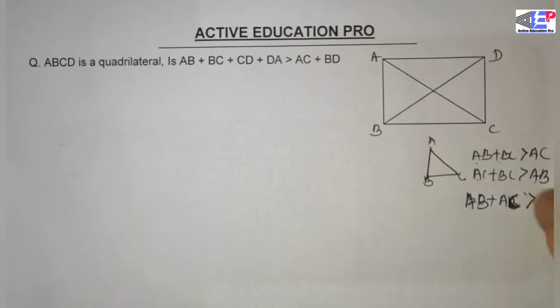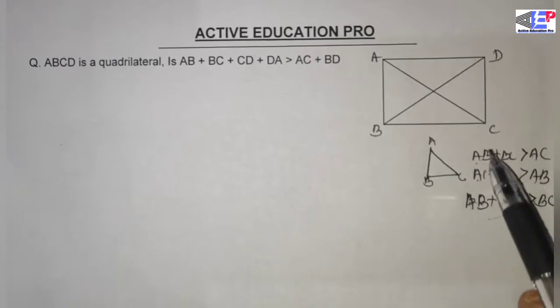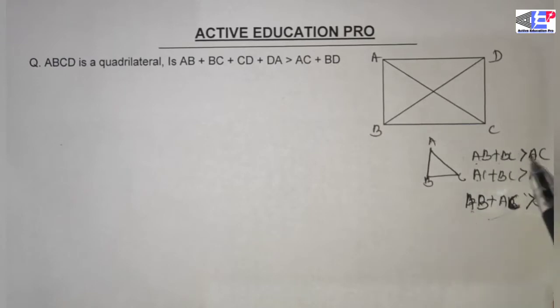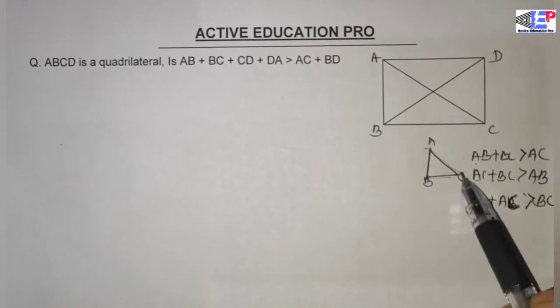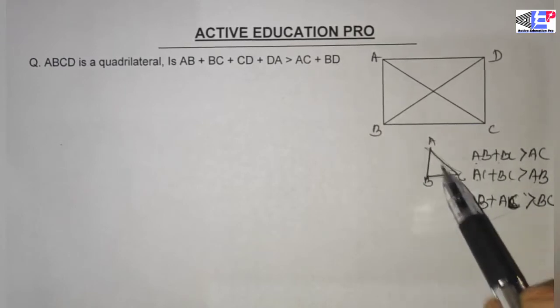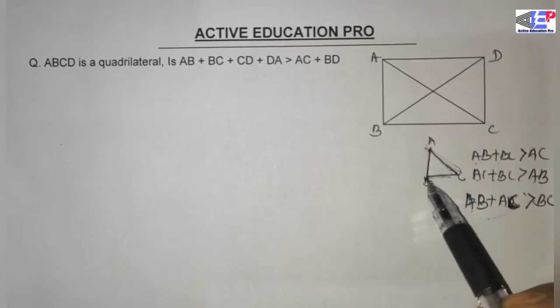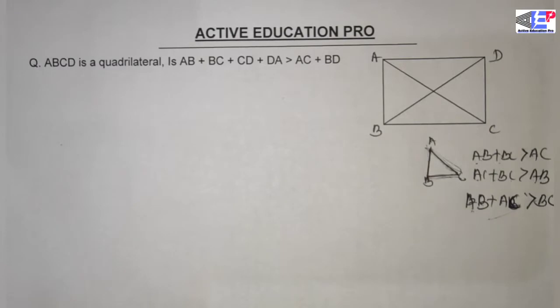If it is possible to draw a triangle with any three side lengths, then it must follow this rule. One rule for all these three sides: AB plus BC greater than AC, AC plus BC greater than AB, and then AB plus AC greater than BC. So this is the side property of a triangle.